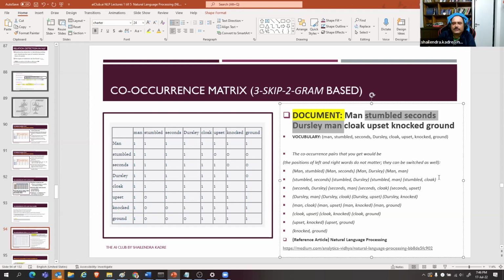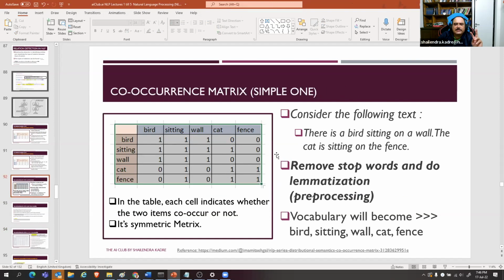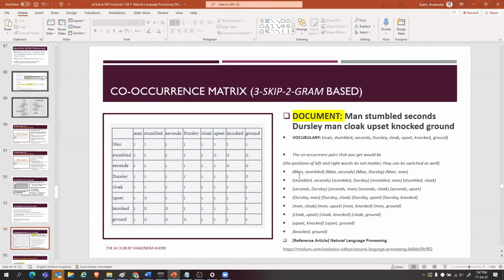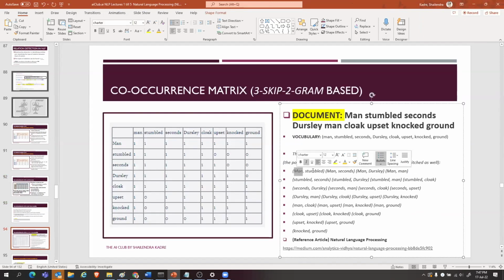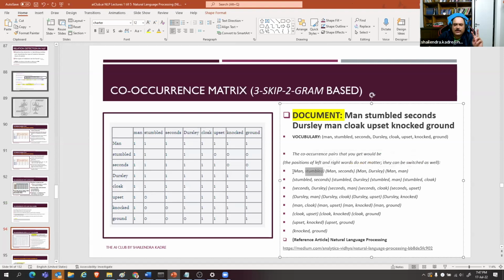Don't come to the use case. First, understand the concept here. Right now I'm explaining only the concept. This is a little different from the co-occurrence matrix. Now man and stumbled are occurring together here in the first bracket. So we'll search for man in this matrix and see stumbled, and that particular cell will be marked as 1.